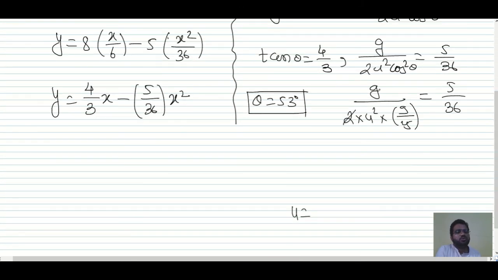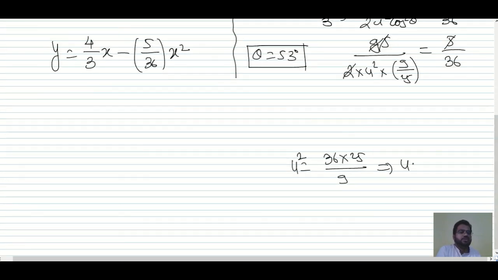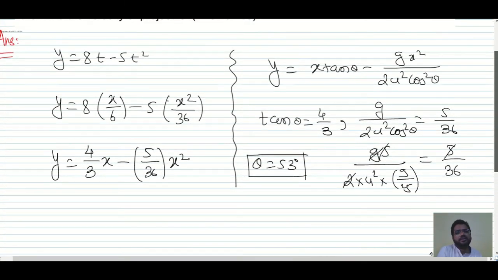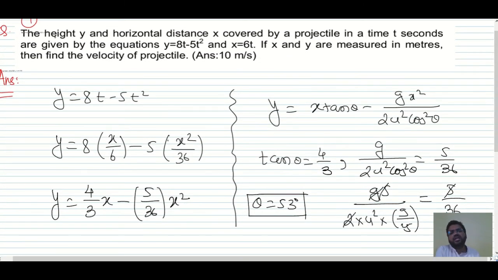So this is 2 5's we have, right? So 5 gets cancelled, and then we'll get this as 9 divided by 25. So u squared is equal to 36 into 25 divided by 9. If you just solve this, you will get u as 6 into 5 divided by 3, so this is 2's, what is u then? 10 meter per second. This is just the calculation, you can do the calculation part, right? So over here the u we have is 10 meter per second.